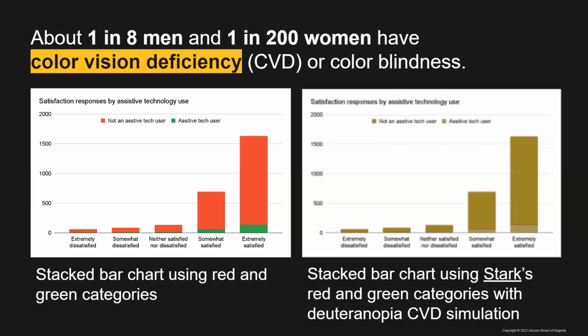But on the left, we have a stacked bar chart using red and green categories. And then on the right, apologies for this blurry visualization, but there's a tool called Stark. You can use this in your browser, you can use this in design tools, but it helps you simulate different visual deficiencies. It's not a perfect tool. Different people who have visual deficiencies will see things differently, but it does help give you that pulse of why not use color and whether or not things will be perceivable to other people.